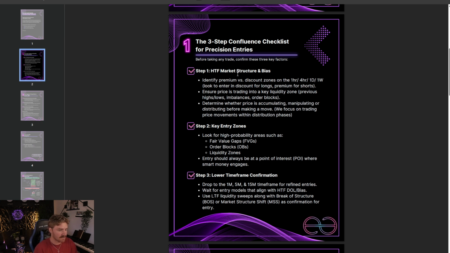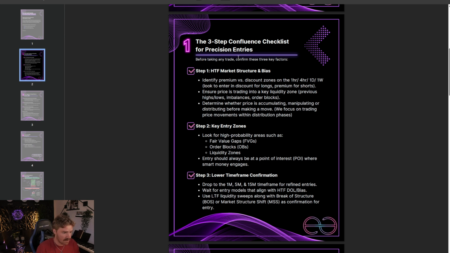And the reason this is important is because you want to see delivery from a higher time frame PD array when you're getting into a trade. Most of the time, if you try to take a trade and we're not delivering from a fair value gap on the higher time frame, it's probably not going to be a good trade. It's probably going to be a lower probability setup.